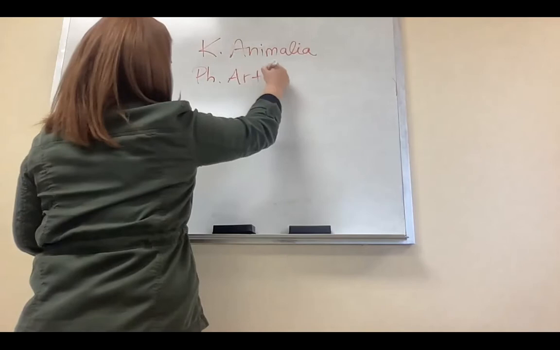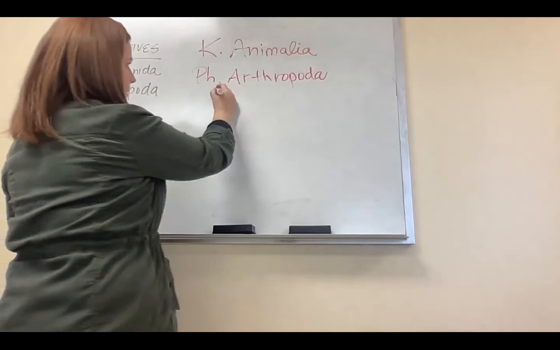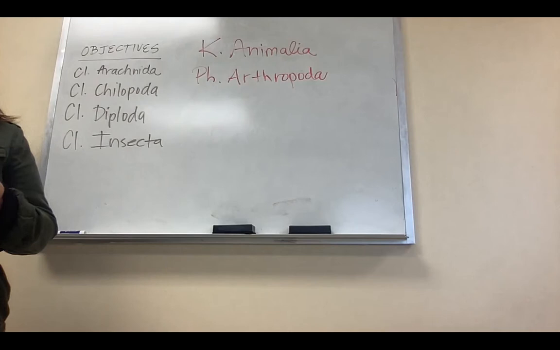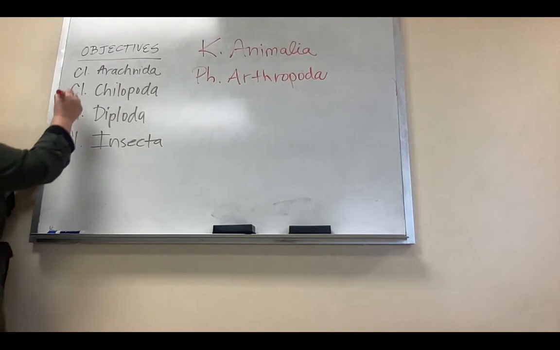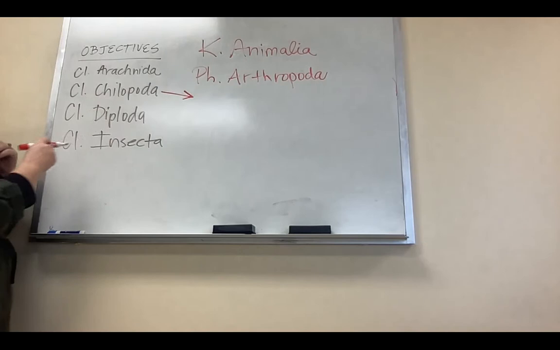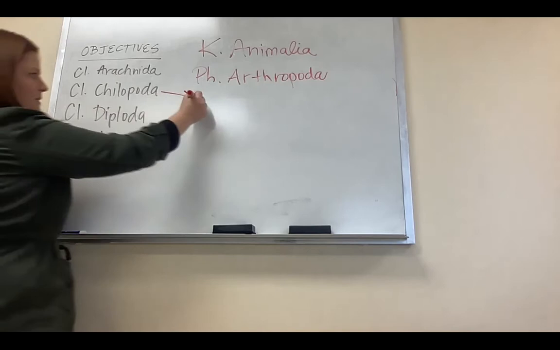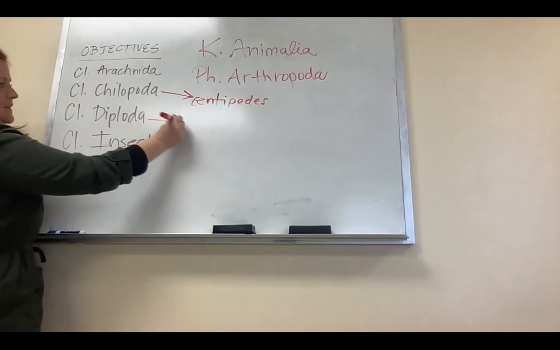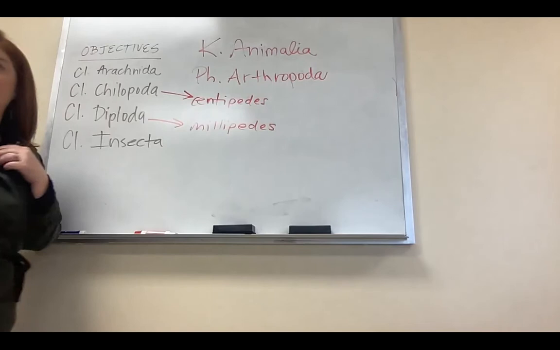Remember, we went with phylum Arthropoda, we did class Crustacea, and we did class Arachnida, and now we're doing the centipedes and millipedes. But let's look at these two words. So now we're in class, some people say Chilopoda, and some people say Chelopoda. I don't know which one's correct. But this one has to do with the centipedes. And Diplopoda has to do with the millipedes. Centipedes and millipedes.